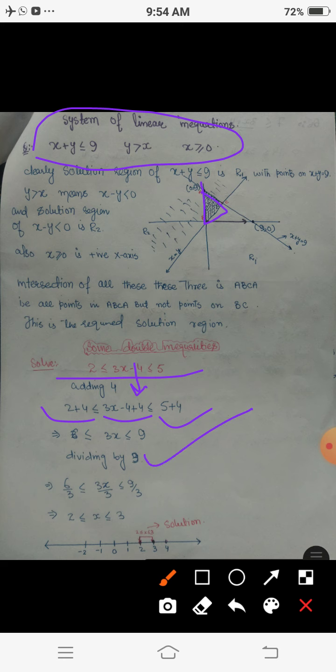By dividing by 3 on both sides, it is 6 by 3 less than or equal to 3x by 3 less than or equal to 9 upon 3, which after simplification is 2 less than or equal to x less than or equal to 3. So x belongs to the closed interval [2, 3], and this interval [2, 3] is the solution interval for 2 less than or equal to 3x minus 4 less than or equal to 5.